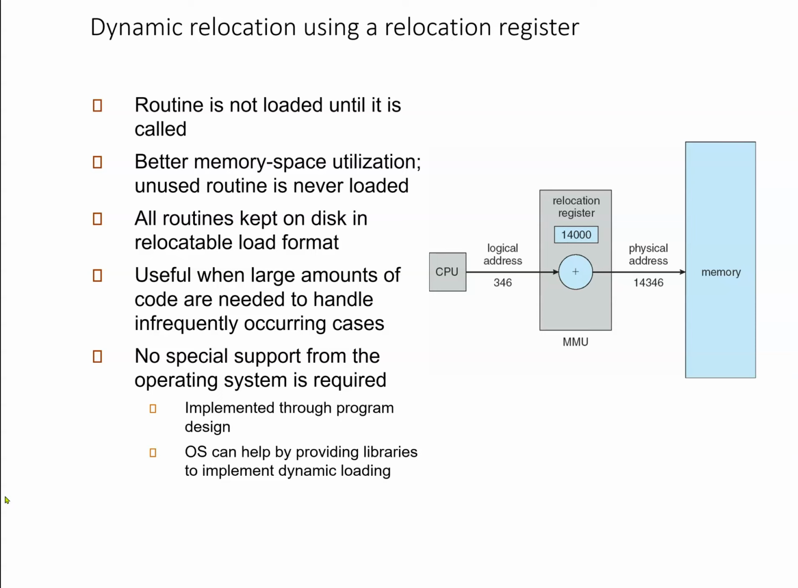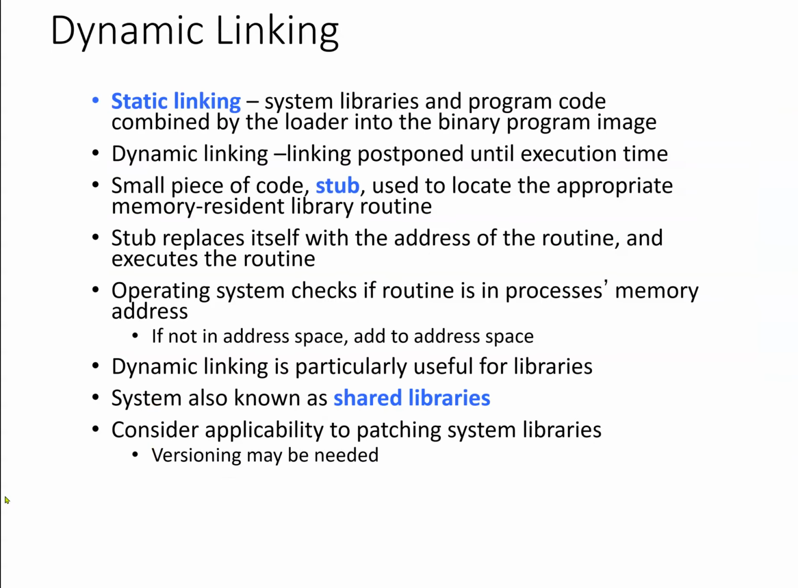So here we have logical address 1346. Our relocation register would be 14,000, and the MMU would add them together and get us to the actual physical register location. So dynamic linking is an important concept.